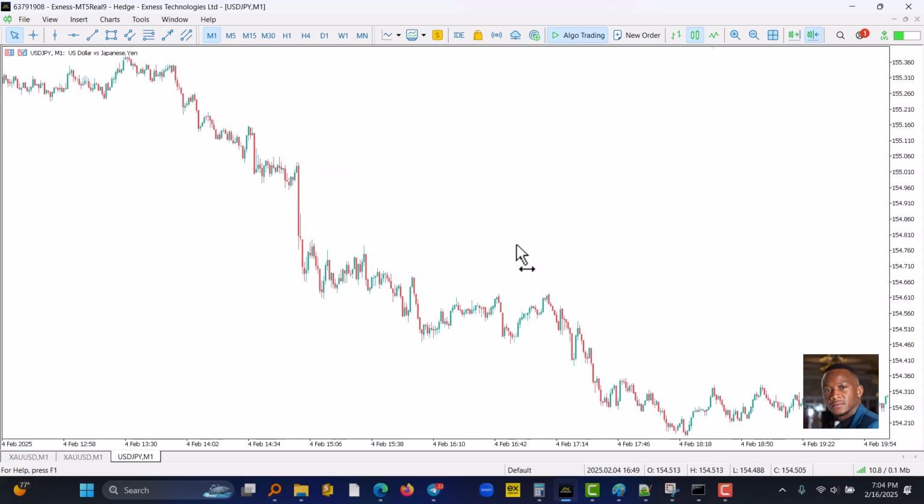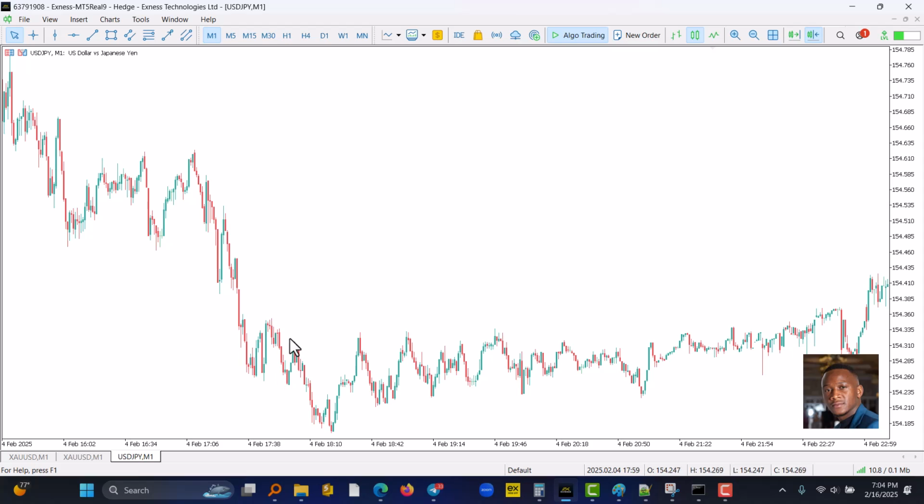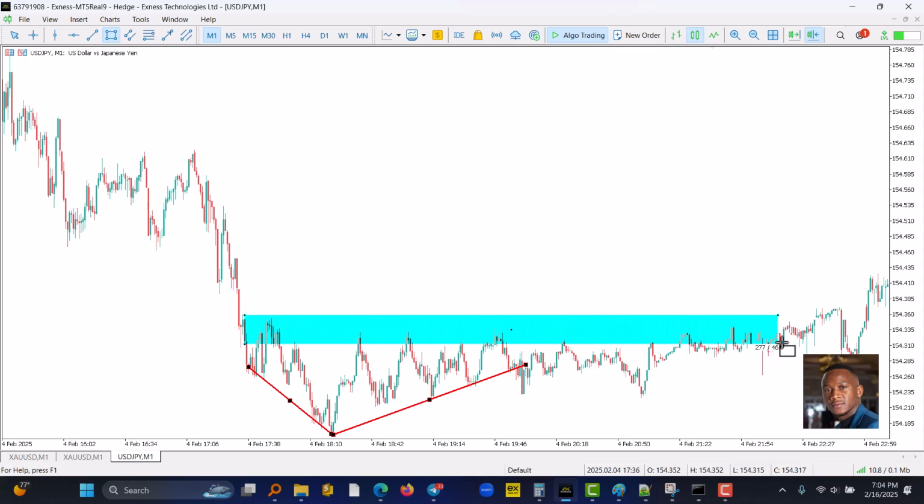So the market is going down. All that we want is to see an arc formation. We can see an arc formation happening right here. Now we have to determine what is the base of that arc. We can see that the base of that arc is right here.